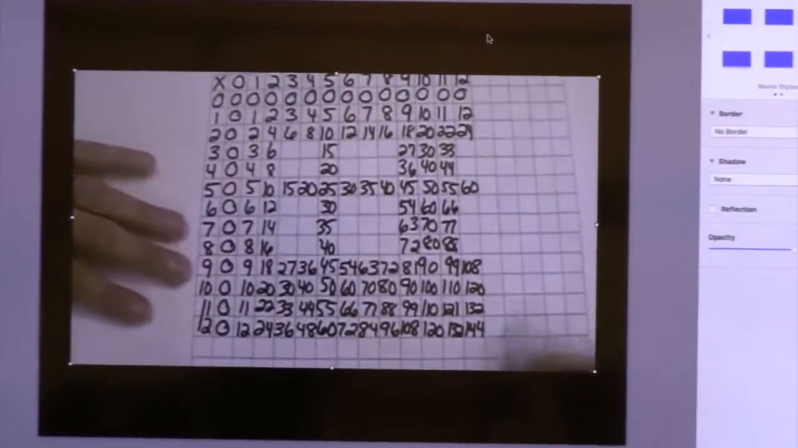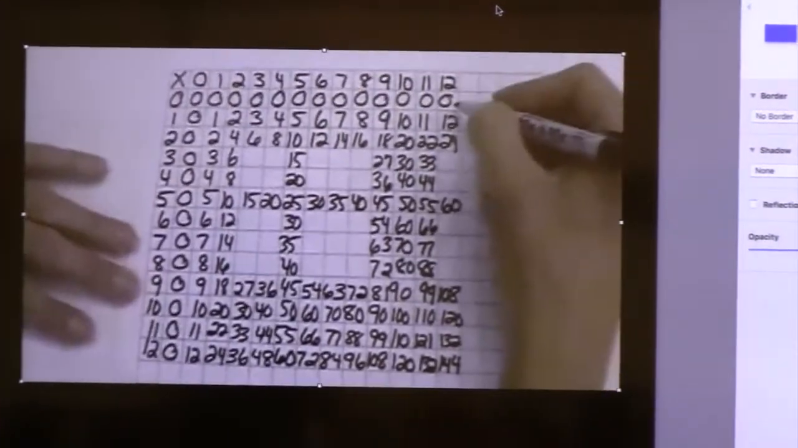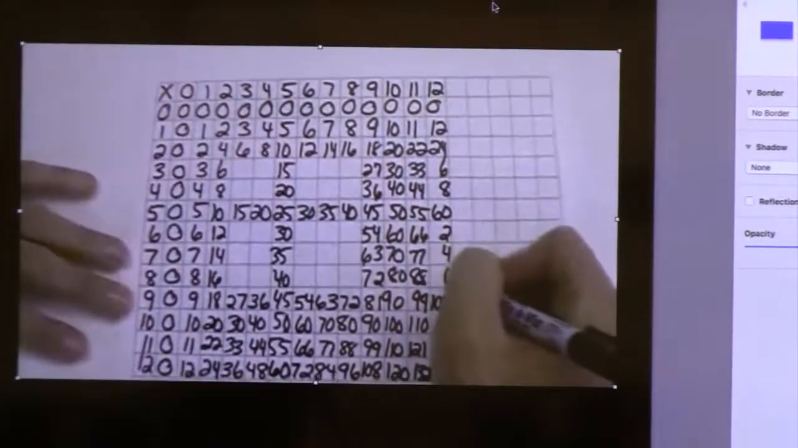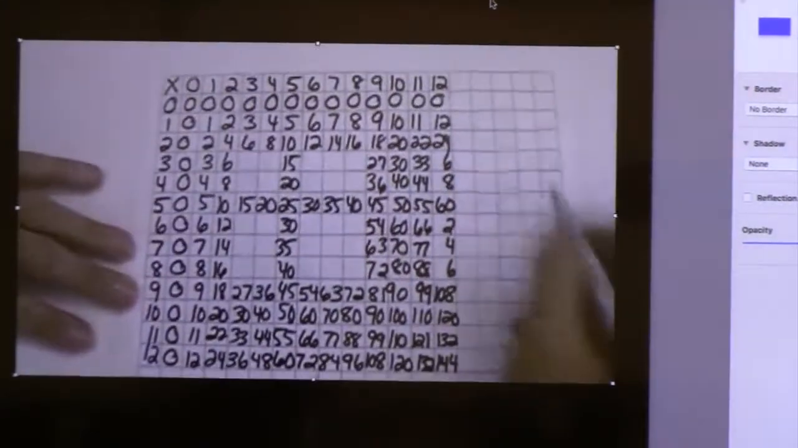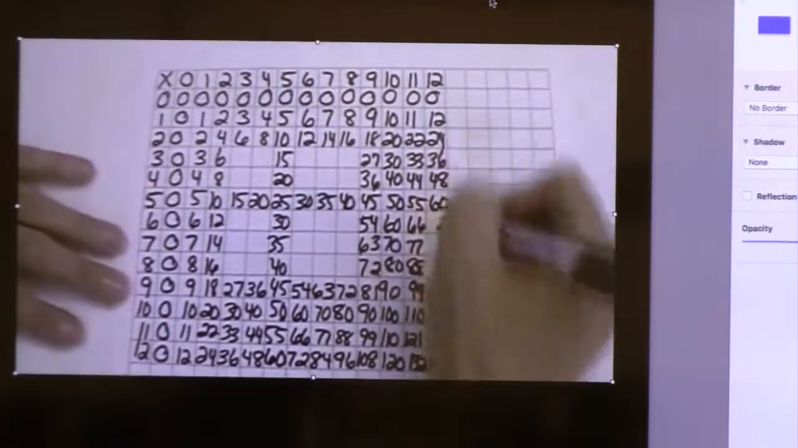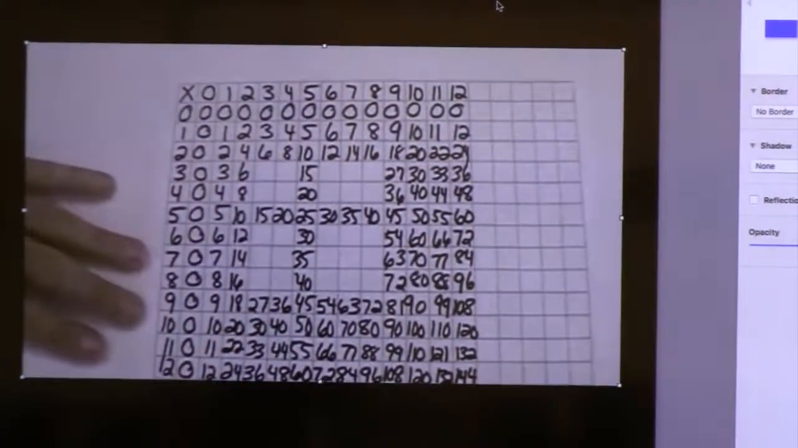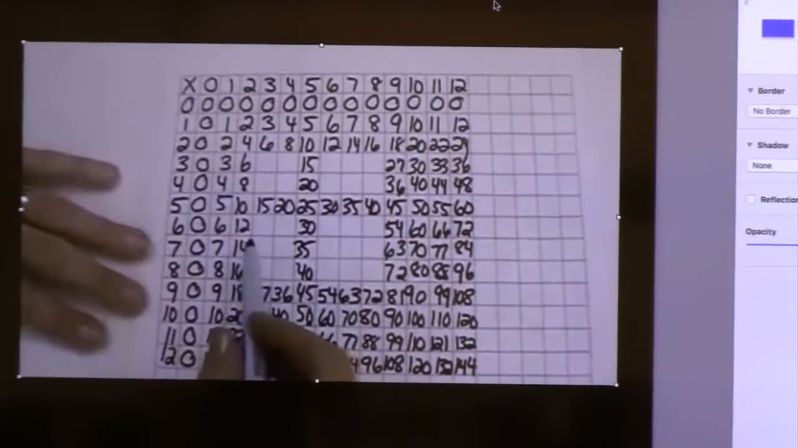Whatever you do across, you have to do down. Starting in the ones place, 0, 2, 4, 6, 8, 0, 2, 4, 6, 8. And now counting up in the tens, 1, 2, 3, 4, 6, 7, 8, 9. And that is completed. Now we need to go back to the factors of 3.